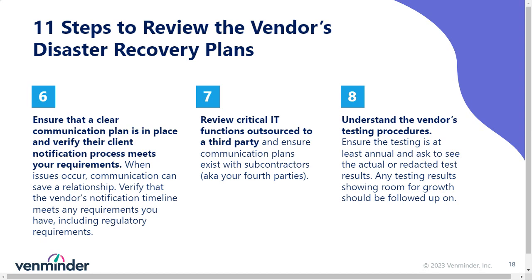You will want to understand the vendor's testing procedures. Ensure testing is at least annual and ask to see the actual or redacted test results. Any testing results showing room for growth should be followed up on. And as I mentioned with the BCP, see if there are any issues with the testing, and if there are any issues, see if those issues have been mitigated or if there are plans for mitigation.